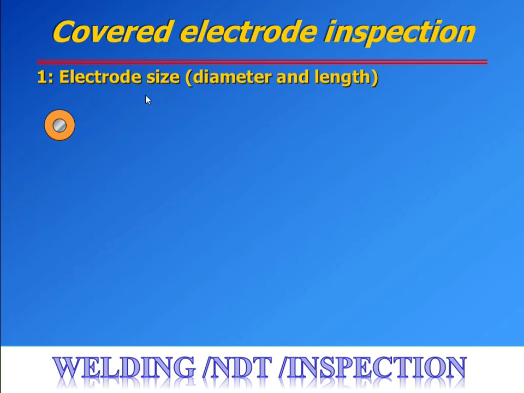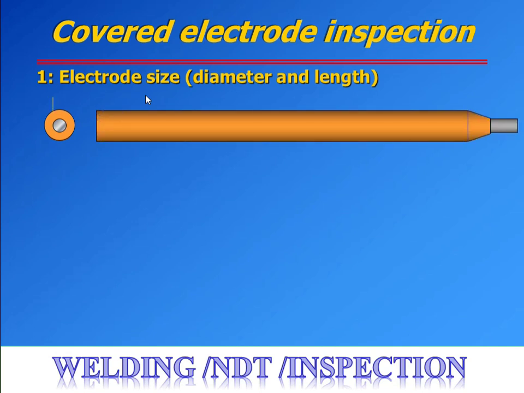Now, how do you have to inspect the electrode? You are checking the package, and the electrode is inside. But now you have to inspect that electrode as a welding inspector. How do you have to check? First thing, you need to check the electrode size, diameter and length, whether it is as per your WPS, project specification or design.